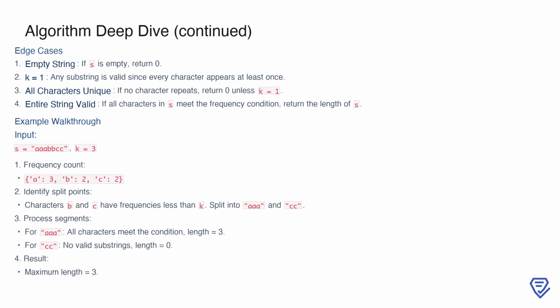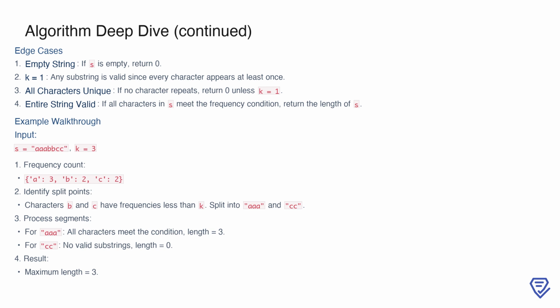On the other hand, if all characters in the string meet the frequency condition, the entire string is valid, and we return its length directly. To illustrate, consider the example where s is AAABBCC and k is 3. First, we calculate the frequency of each character. A appears 3 times, while B and C each appear 2 times.